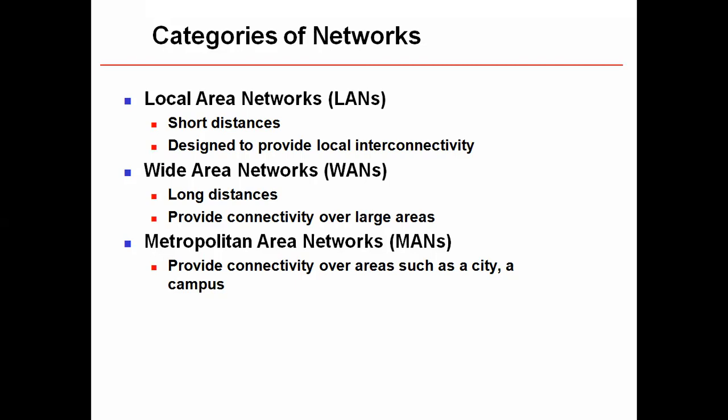And the third one is the metropolitan area network, which can provide connectivity over an area such as a city, an entire city, or an entire building, or an entire campus to be connected. So we have three different categories of networks: LAN, WAN, and MAN. LAN can be expanded as local area network, WAN can be expanded as wide area network, and MAN can be expanded as metropolitan area network.